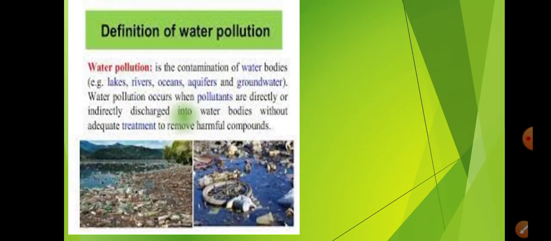So let's move forward. Firstly, I would like to explain to you all about water pollution. Water pollution is the contamination of water bodies. Contamination means disturbing the water bodies. It may be the lakes, the rivers, the oceans, aquifers, and even the groundwater. So any kind of water body, if it is getting contaminated, then it is termed as water pollution.